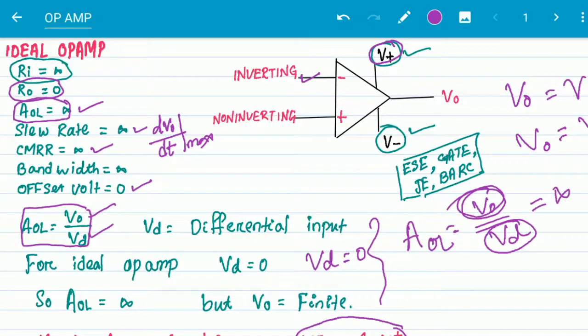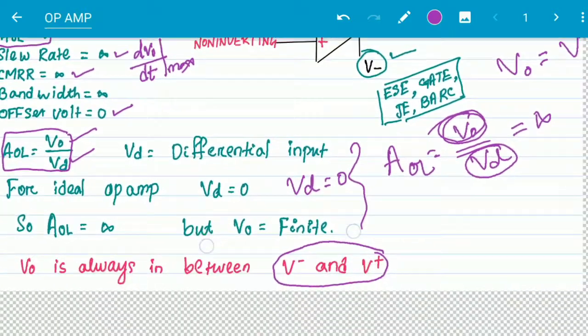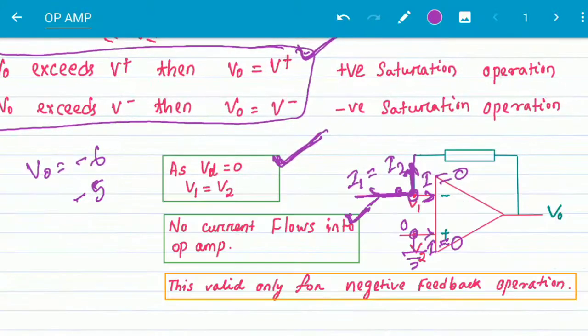In the positive feedback process, this is not used as an amplifier, because in case of positive feedback operation, the output exceeds the saturation voltage, positive or negative. So this is not used for positive feedback. If positive feedback is ever given, then the output will be the saturation voltage. So this is the fourth point we have to remember.